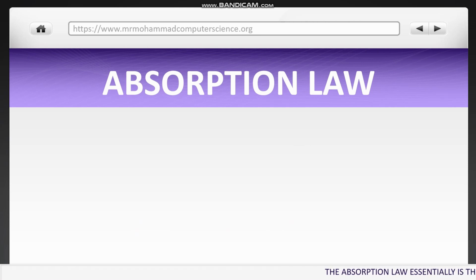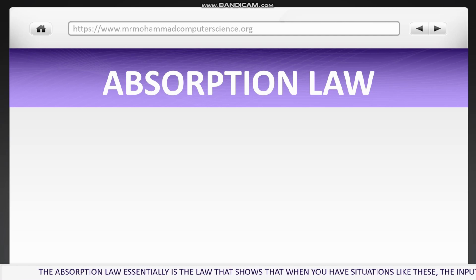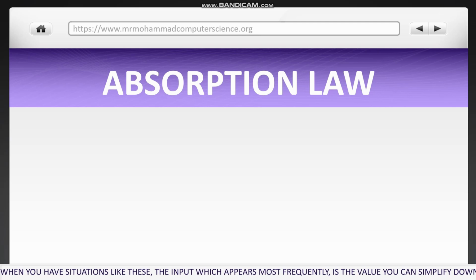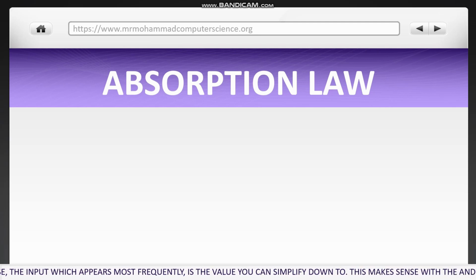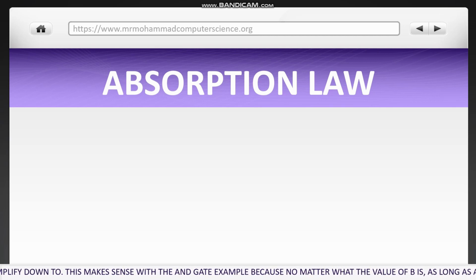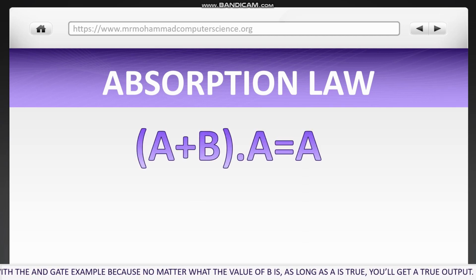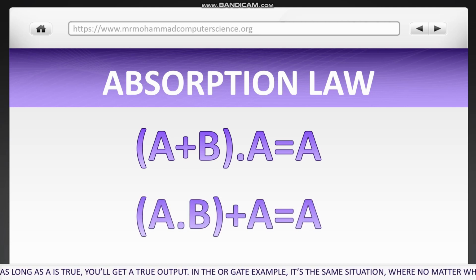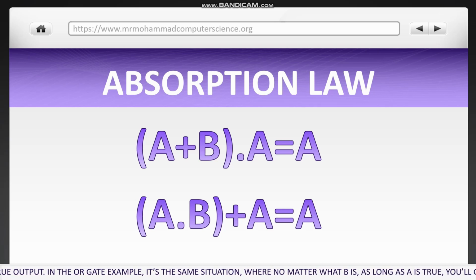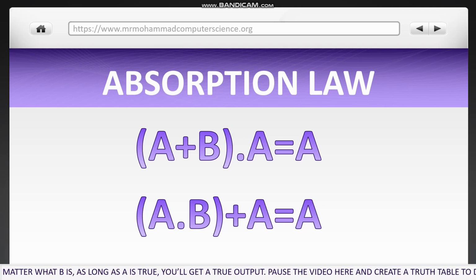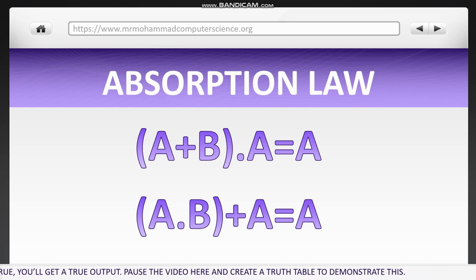The absorption law essentially is the law that shows that when you have situations like these, the input which appears most frequently is the value you can simplify down to. This makes sense with the AND gate example because no matter what the value of B is, as long as A is true, you get a true output. In the OR gate example, it's the same situation where no matter what B is, as long as A is true, you get a true output. Pause the video here and create a truth table to demonstrate this.